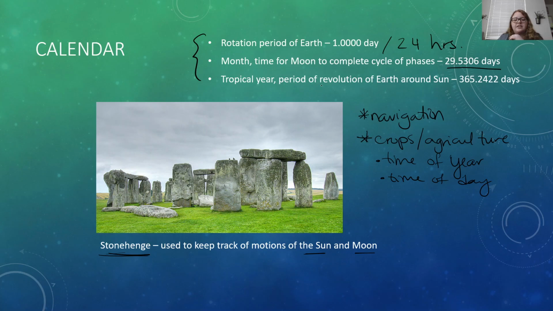And then the tropical year, which is the period of revolution of Earth around the sun, or the orbital period, and that is 365.2422 days. Okay, again, very specific, approximately 365 and a quarter days, and that's why we have leap years. If you want to look into that, I don't think I will have time to do that. Okay, so this is approximately how they defined these different things. So we've got the day, we have month, and then year.